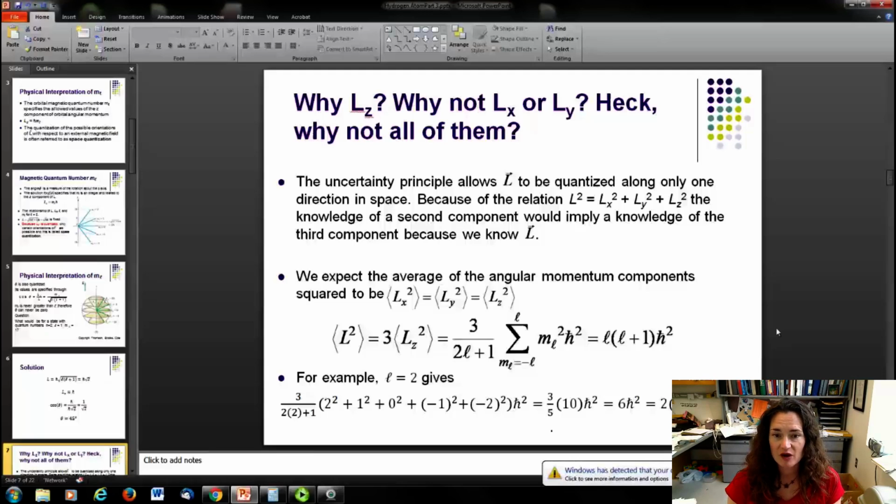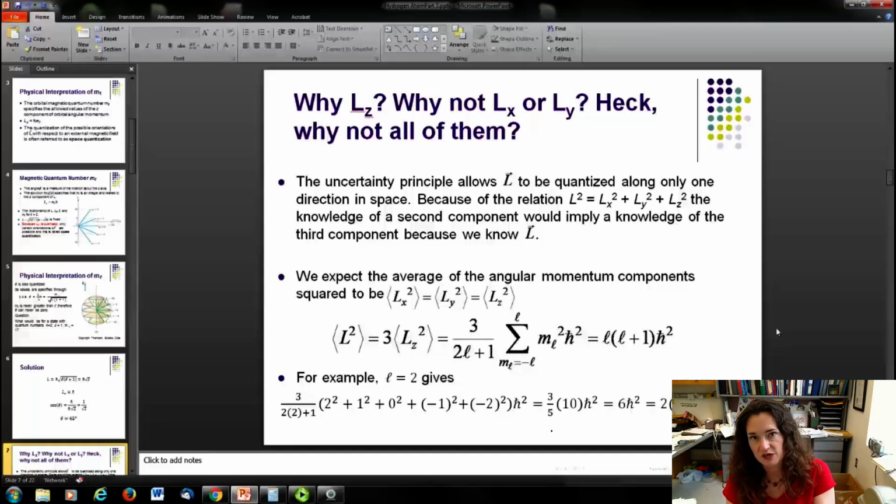Now, we can say something about what the average is. We would sort of expect that in the absence of magnetic fields or anything else, the average of the square of the angular momentum components in the various directions would be the same, okay? Because Lx squared plus Ly squared plus Lz squared should equal L squared. That's just vectors, right? So we can say that the total value of our angular momentum squared is equal to 3 times the average value of your z component squared, if we're talking in averages.